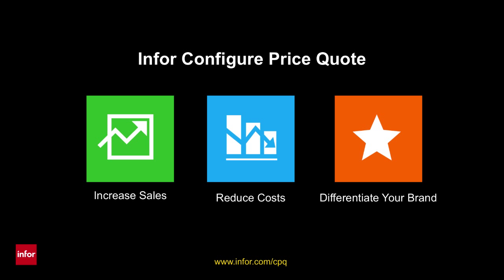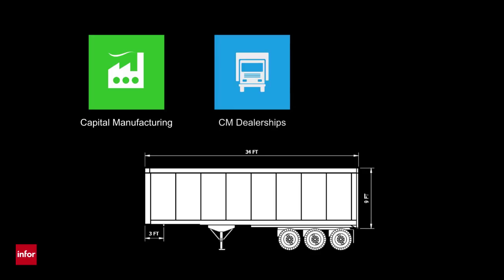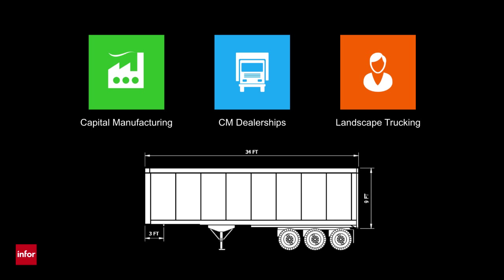We have just seen how Infor Configure Price Quote addresses tough customer challenges with a complete solution, driving real value by increasing sales, reducing costs, and differentiating your brand. In the scenario we just watched, Capital Manufacturing was a manufacturer of semi-truck trailers, CM Dealerships was a dealer for Capital Manufacturing, and Landscape Trucking was a customer for CM Dealerships.